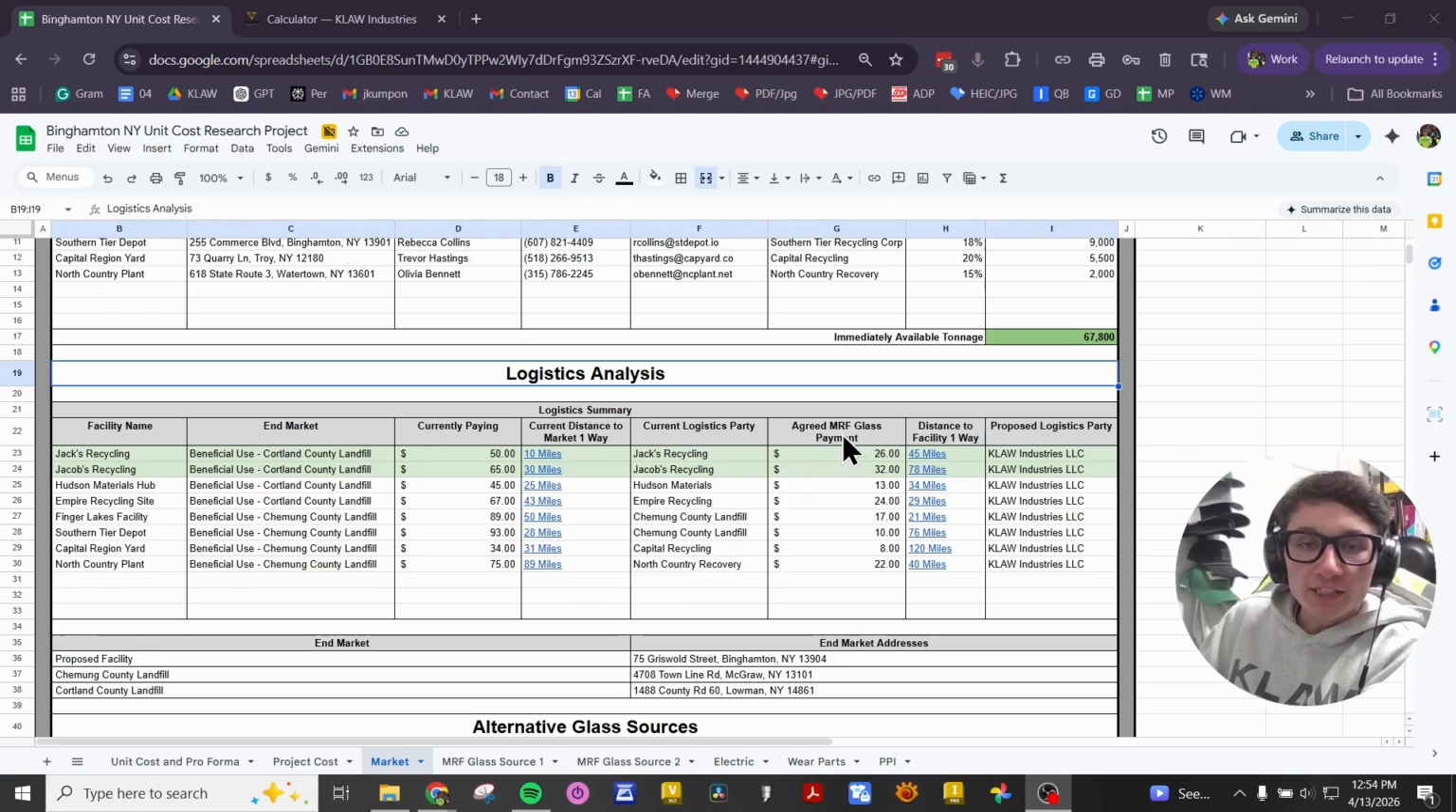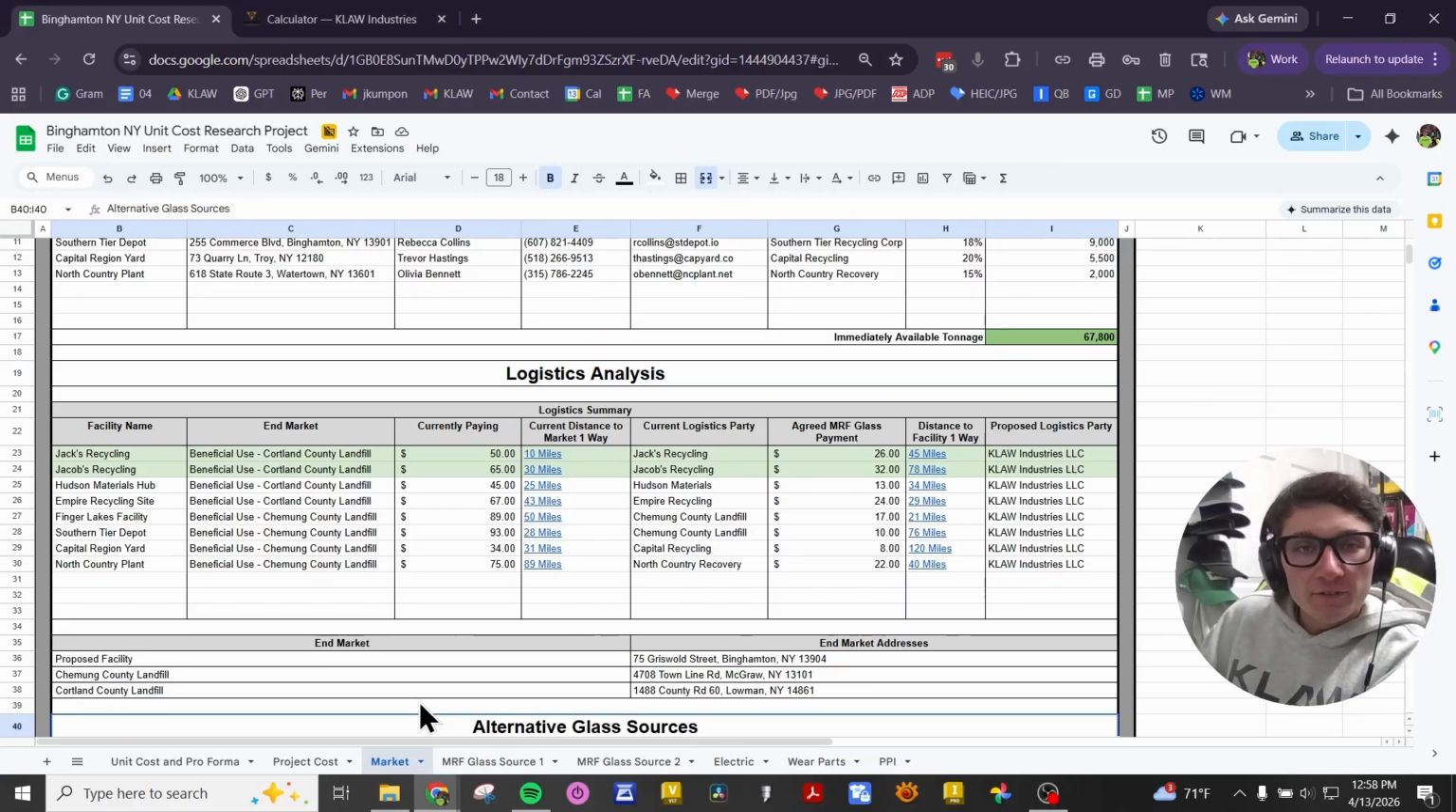We then have the agreed MRF glass payment. So we start to negotiate and get them to agree to a price to send it to the proposed facility, the distance, as well as who's going to provide the logistics in this scenario. We highly recommend bringing this logistics internally and doing it yourself. It's a way to save a lot of money on MRF glass transportation rather than going to the third party. And then we have the end market summary down here of all the end markets in your area of where this glass is ending up currently.